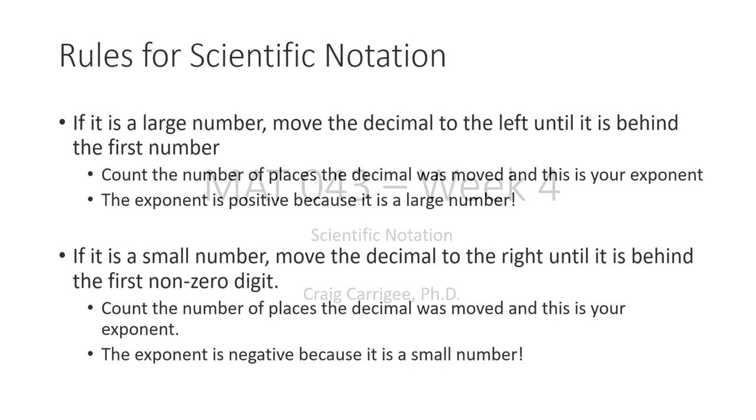So just remember, if you have a large number, you're going to move the decimal to the left until it's behind the first number, and then we're just going to count the number of places the decimal was moved, and that's the exponent that you're going to use. Here we have a large number, so the exponent is positive. If we have a small number, we're going to move the decimal to the right until it's behind the first non-zero digit. Count the number of places we move the decimal. This is our exponent, and then here the exponent will be negative because it's a small number.